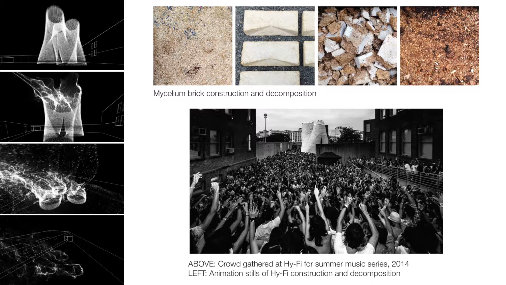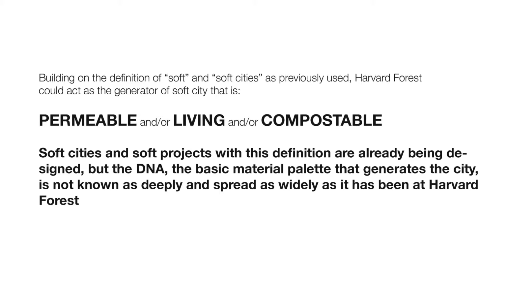The brick is compostable. And so through Harvard Forest and the example of the Hi-Fi Pavilion, a definition for this new type of soft suburb emerges. It's one that is permeable, living, and compostable. Permeable in the sense that its ground might not have to be composed so that it's oriented to vehicle transportation, living in the sense that one of its primary building blocks grows and decays, and compostable in the sense that it might be understood and even valued as a more temporary land use.